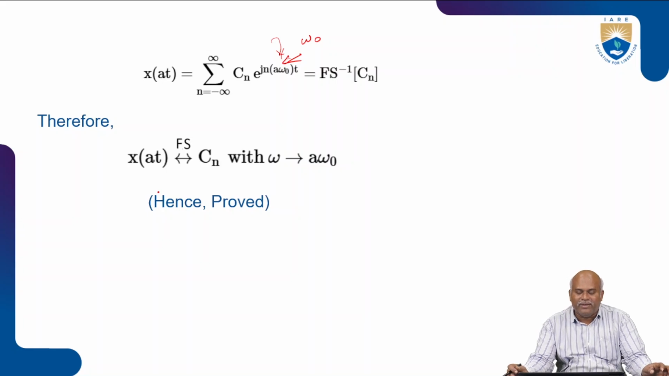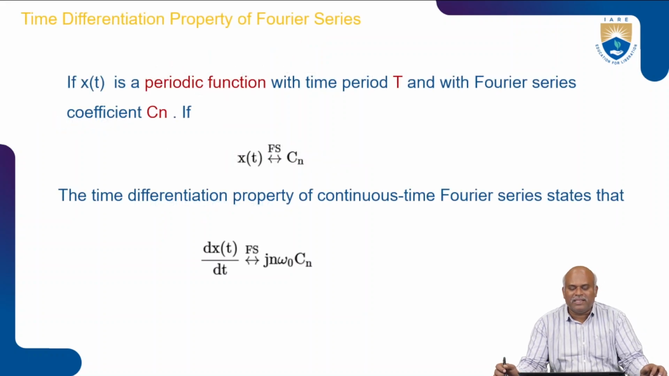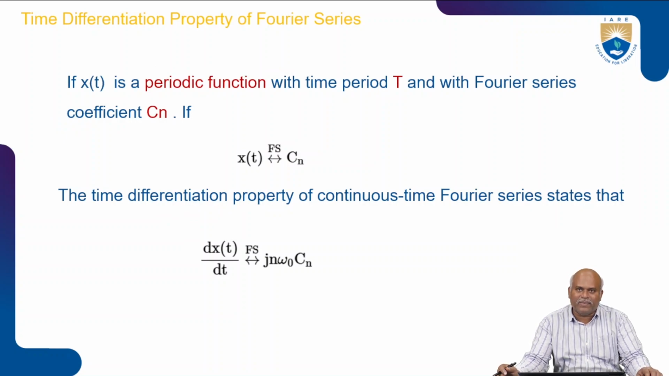Therefore, we make the statement that if we multiply with any linear constant coefficient in time, after taking the Fourier series, the Fourier coefficient is represented as c of n at omega equal to a omega 0. Hence, the property is proved. Next case, time differential property of Fourier series.